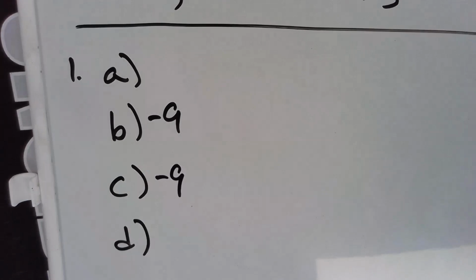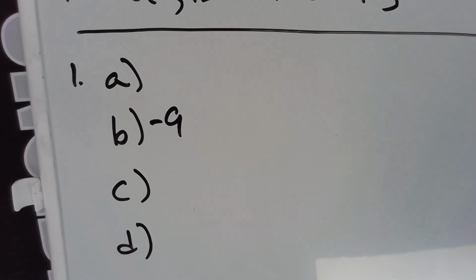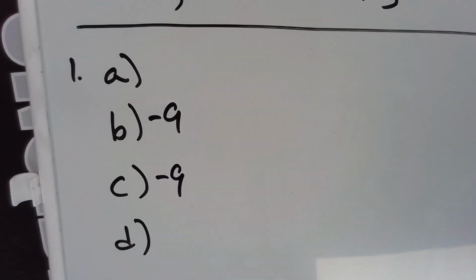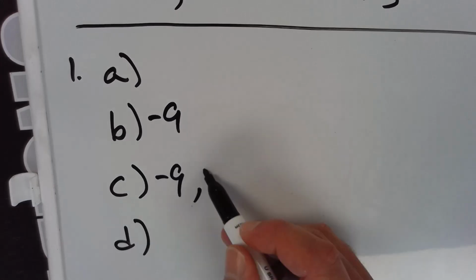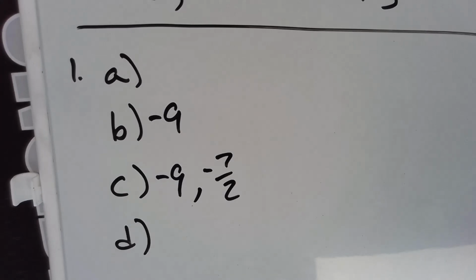Negative 7 over 2, is that a natural number? No. Is it an integer? Negative 7 over 2 is not an integer. An integer is negative 5, negative 4, negative 3, negative 2, negative 1, 0, 1, 2, 3, 4, 5, etc. But is it a rational number? Sure. Is it a fraction? Yes. Is it an irrational number? No. Okay, good.